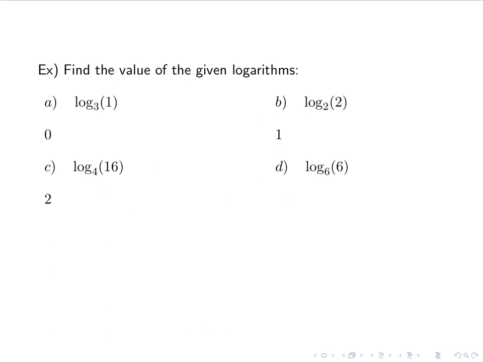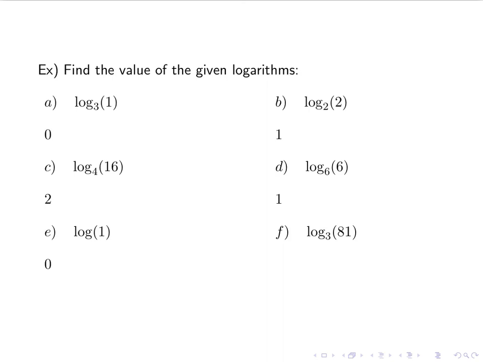For D, log base 6 of 6, again, my argument is my base, so that's property 4, and that's equal to 1. Log of 1, so remember if there's no base, it's base 10, but it doesn't matter because my argument is 1, so the logarithm is 0. And again, that's property 5.